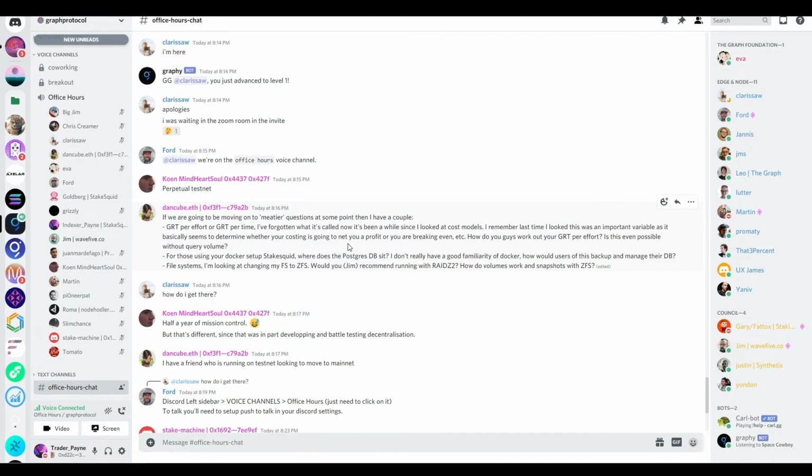Absolutely. Okay. Let's go for Dan's second question. For those of you using the Stake Squid Docker setup, where does the Postgres database sit? I don't have a great familiarity with Docker. How would users of this back up and manage their database?